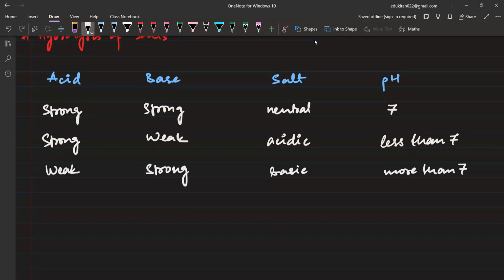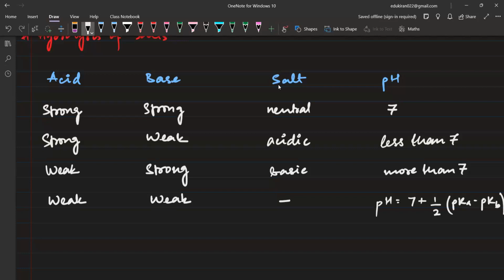7. But when we use weak acid as well as weak base, you don't really know what the salt is going to be. For that, we have to check whether the pKa or pKb is higher or lower. So for that, we have a formula. The pH of that salt will be equal to 7 plus half of pKa, sorry, minus pKb.